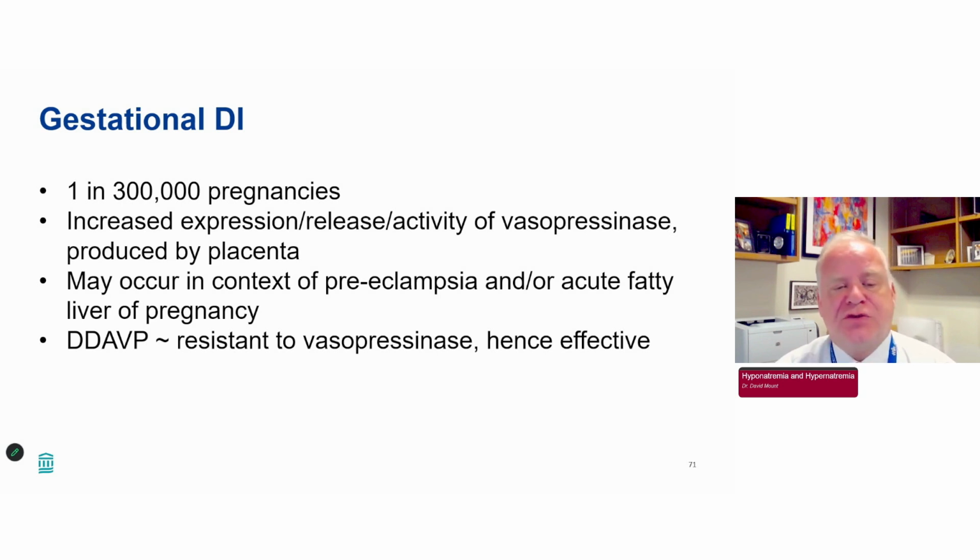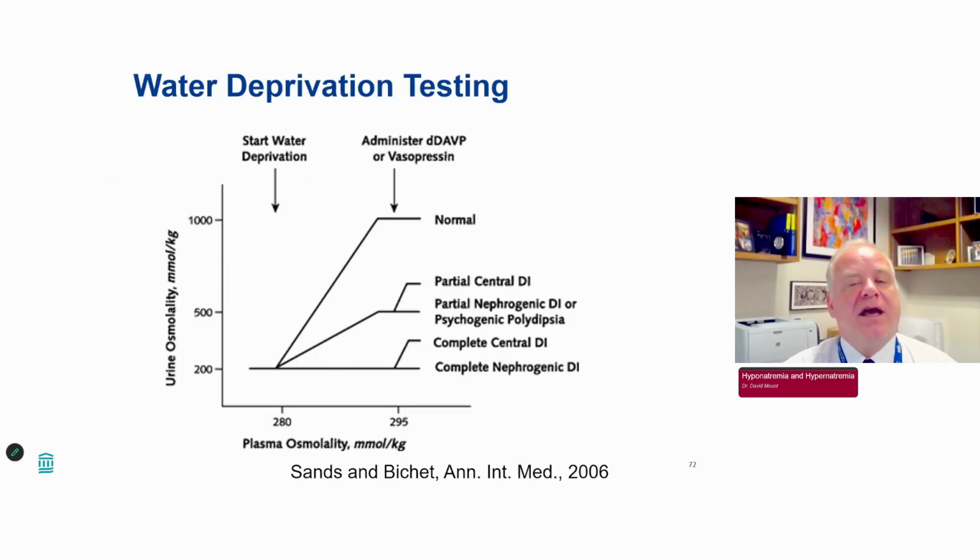Gestational DI is due to an increased expression or release activity of vasopressinase, which is produced by the placenta. This can occur in the context of preeclampsia and/or acute fatty liver of pregnancy. Just be aware that vasopressin levels go way up at the end of pregnancy, as does vasopressinase. If you check a vasopressin level, because of the endogenous vasopressin in the sample, you'll get a negative result, although we now primarily look for copeptin levels.